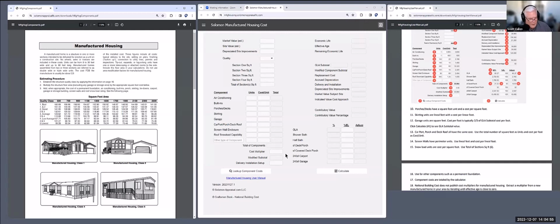I want to start with an example, and this is kind of patterned after Solomon. We're going to start at the end and say we think that the manufactured house on the site is worth $125,000, site value $25,000, and depreciated site improvements of 10. Let's use a quality rating of 4.